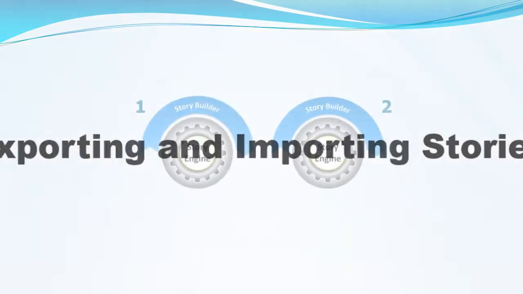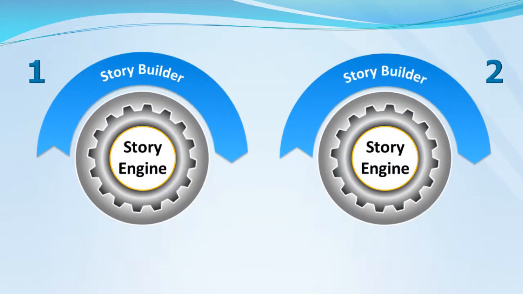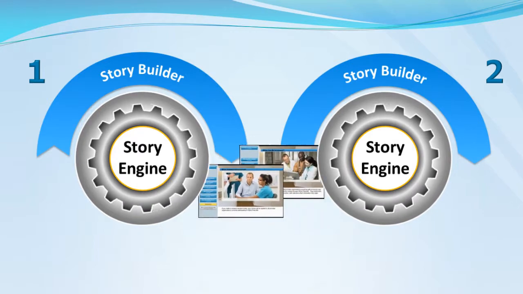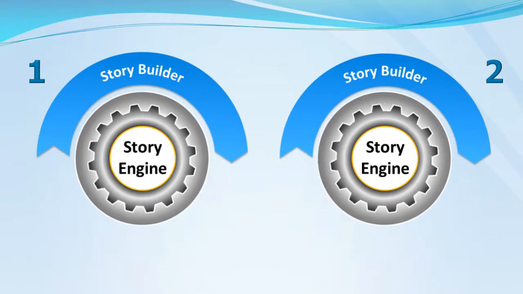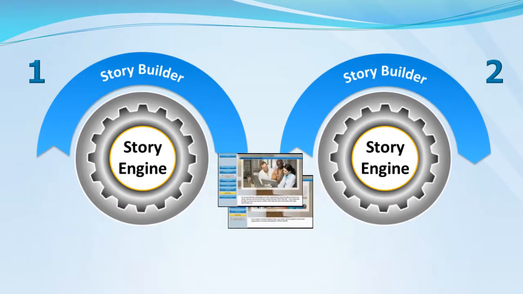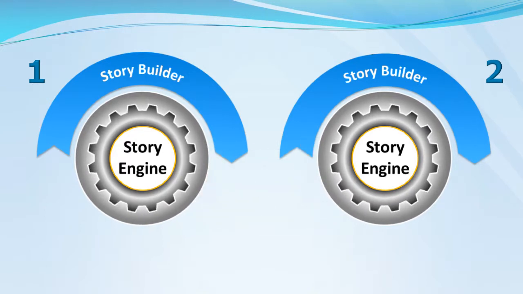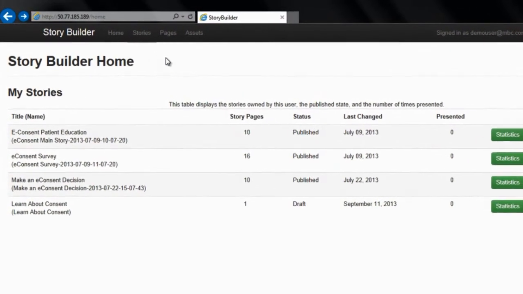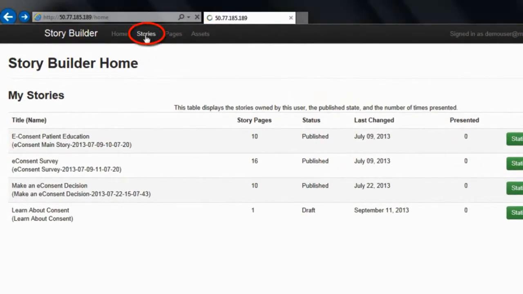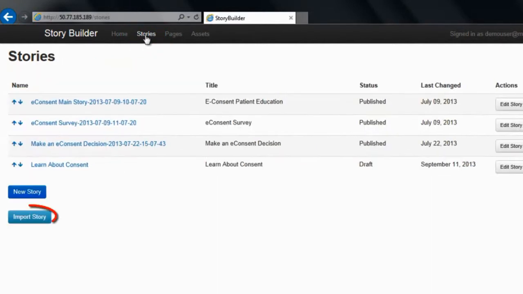Story Builder can also export and import a story from one Story Engine installation to another. This gives the user the opportunity to import contents of a story without having to create new material. To import a story, select the Stories button from the home dashboard. Select the Import Story button in the bottom left and follow the prompts.